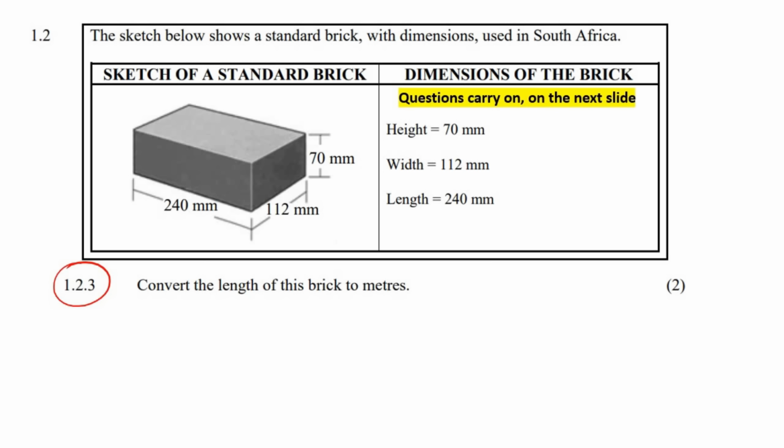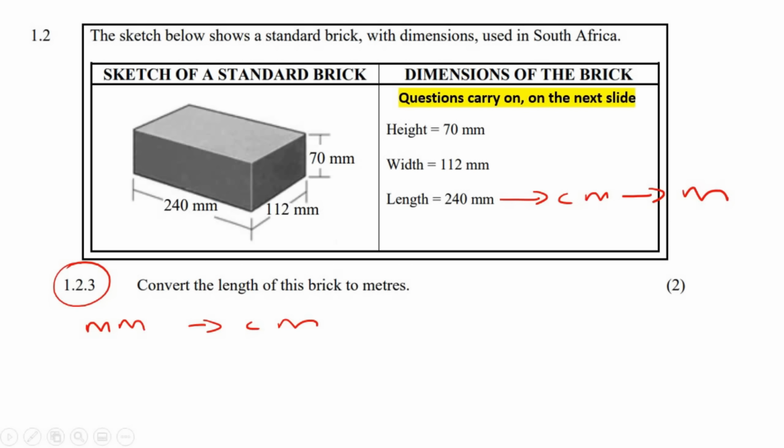This one says, convert the length of this brick to meters. So the length is this one. Okay, so now we got to be careful. We know that it's measured in millimeters, but they want it in meters. Now, what most of us might prefer to do is to first go from millimeters to centimeters, and then from centimeters to meters. I wouldn't go straight from millimeter to meter unless you really understand how that works. Okay, so let's go from millimeter to centimeter.